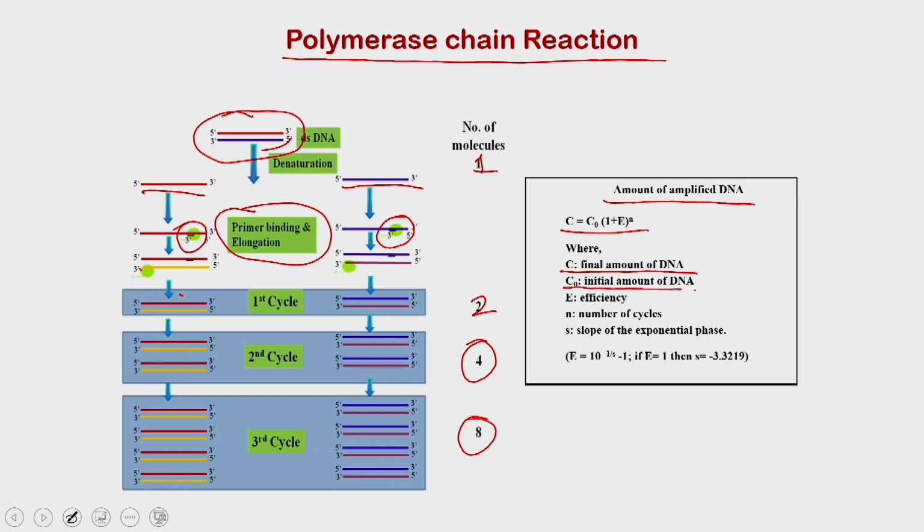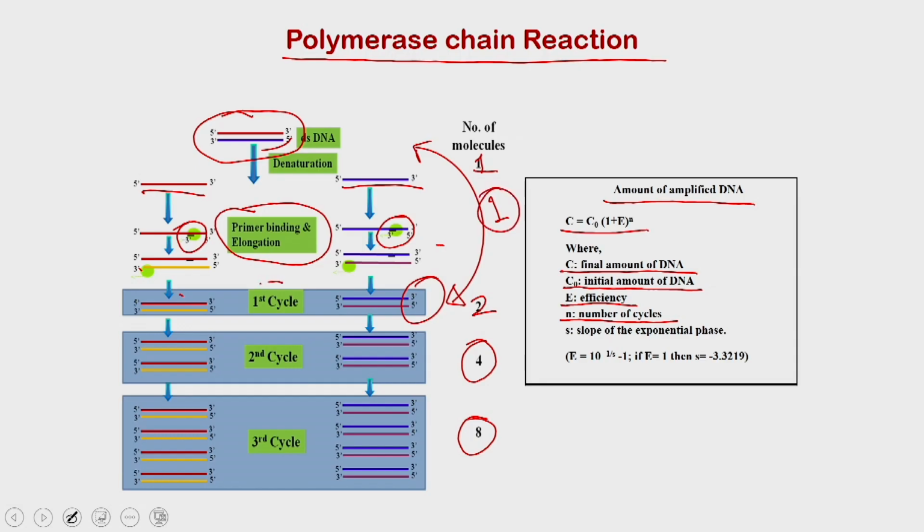So, initial volume, the C0 is the initial amount of DNA that you have used, E is the efficiency of the PCR reactions, and n is the number of cycles that you are going to perform. So, what you can see is this actually constitutes: once you start from here and end up having 2 molecules, the event that you see is considered to be 1 cycle.